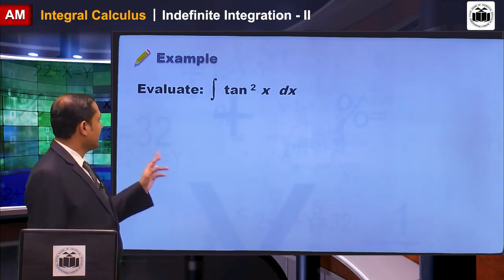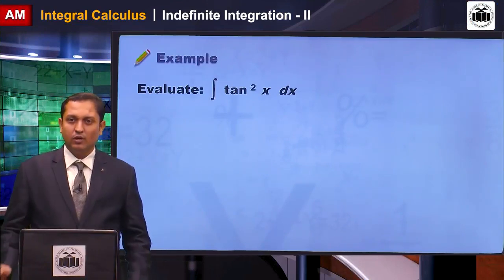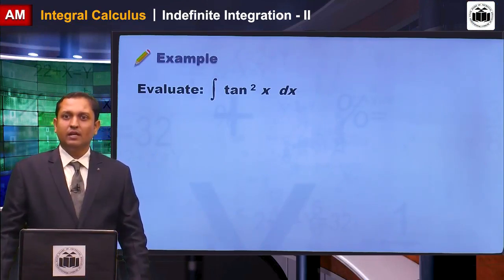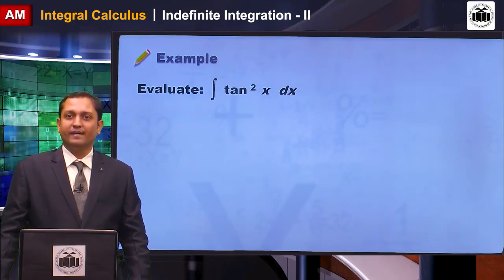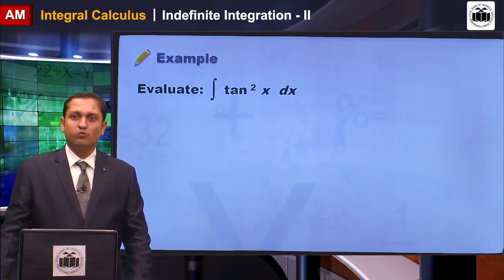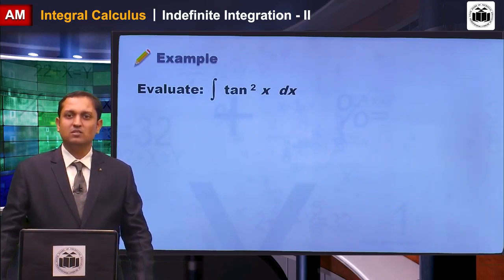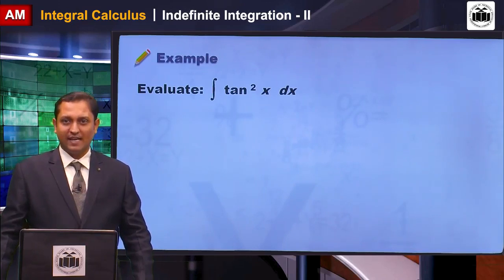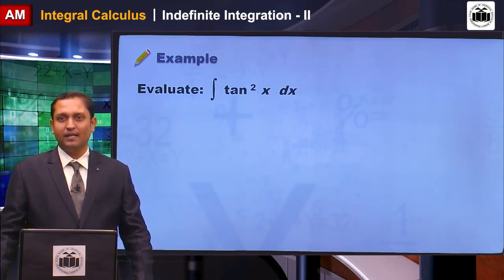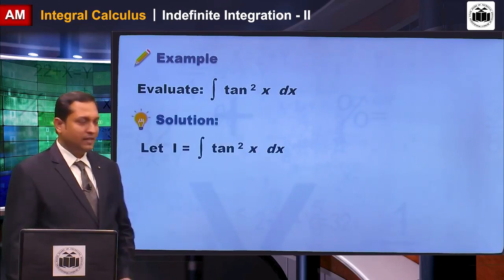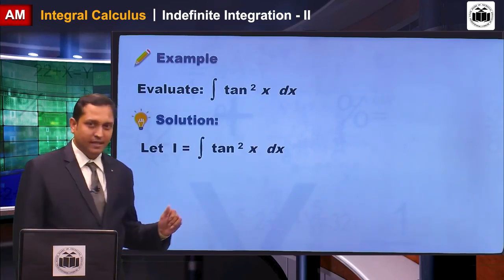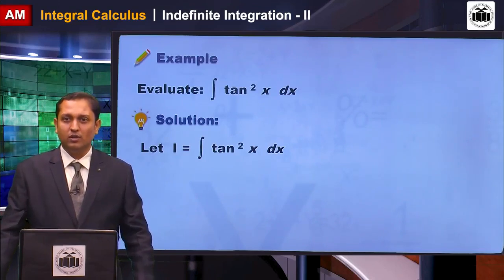Evaluate integral tan square x dx. Now if you can see the given integral, in that we have to integrate tan square x dx. Do we have any direct formula to integrate tan square x? The obvious answer is no. So what we are going to do, we are going to simplify this tan square x first and then apply the formulas to get the answer. Let's see the first step. Let I equal to integral tan square x dx. Obviously denote the integral with the symbol I.